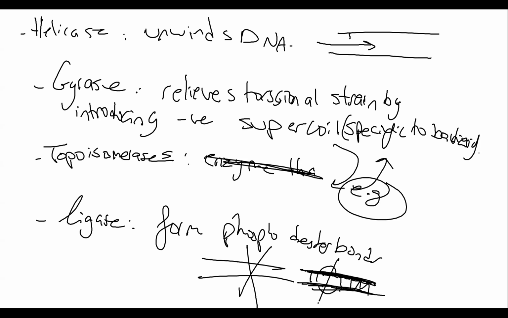The helicase unwinds the DNA, which means it cuts the hydrogen bonds. From its name, helicase, hydrogen bonds. It makes it single-stranded. This means it cuts inside, not on the sides. The topoisomerases and gyrase try to manage the supercoiling that happens after the cutting of these hydrogen bonds.